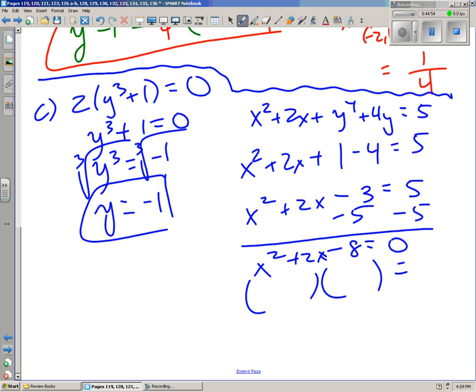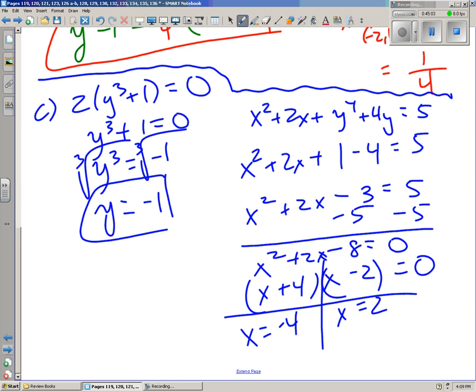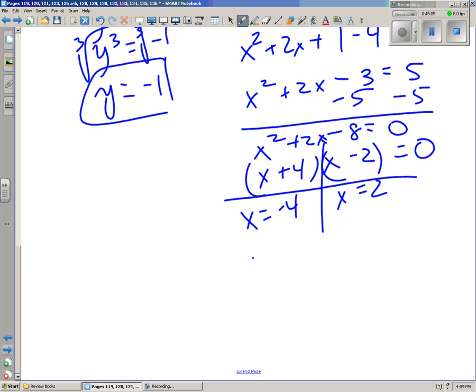Factoring, we get x and x, positive 4, negative 2. x is negative 4, x is 2. They asked for the 2 points, so we have to write them as points. Our final answers would be negative 4, negative 1, and 2, negative 1.